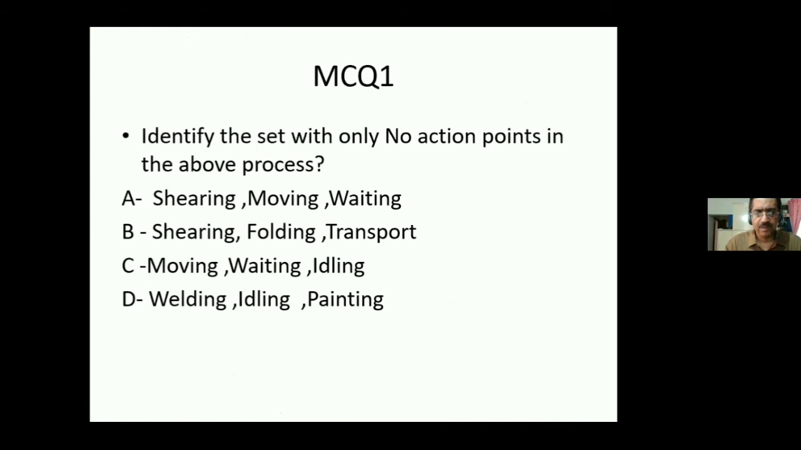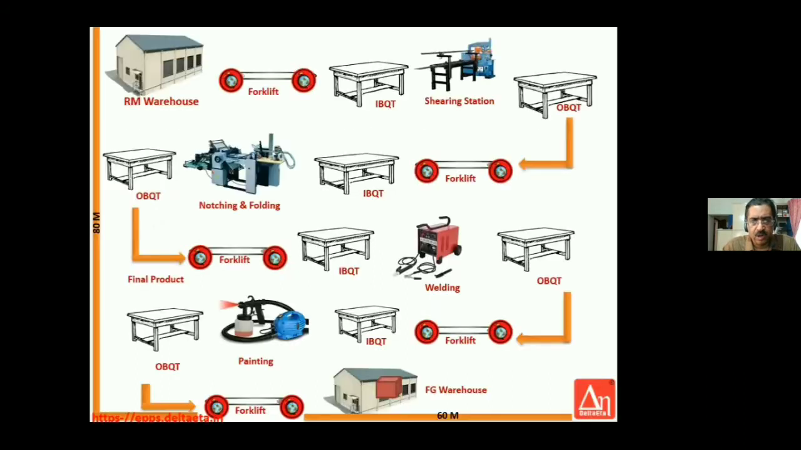Now, my first question to you is, identify the set with only no action points in the above process. With only no action points. You see, the answer is C, where there is moving, waiting, and idling. No action takes place. In all the other activities, in shearing station, in notching and folding, welding, and in painting, a change happens to the piece of sheet.